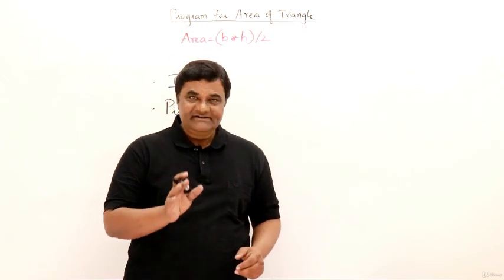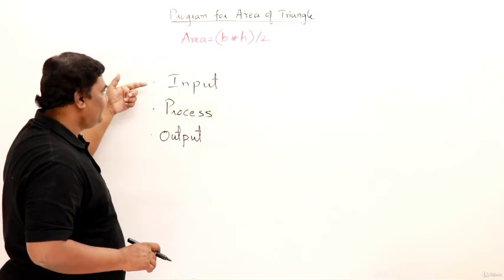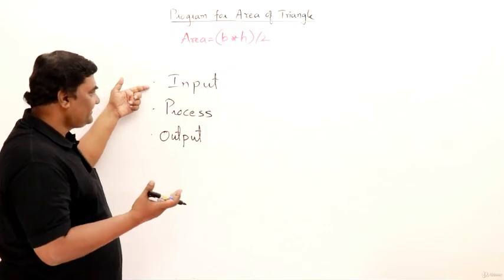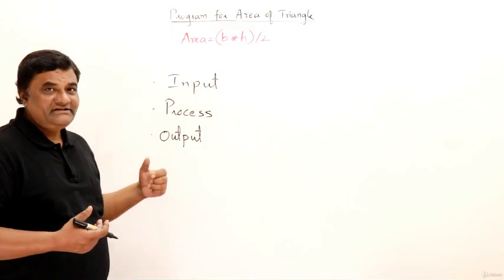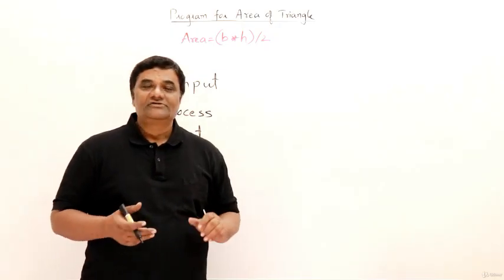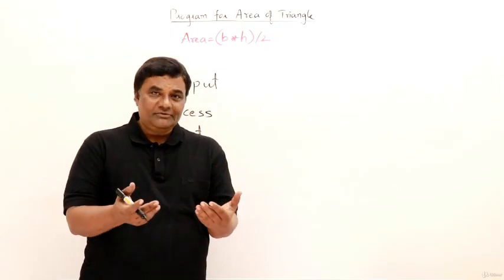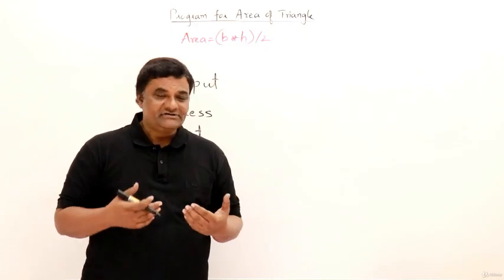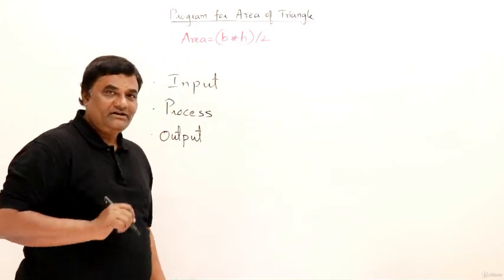A very basic program will have 3 parts or 3 elements. First is input. It will take some input, then process, then output. So these are the 3 steps that we will follow. A basic program should have these 3 things. Whatever input it has to take, it will take the values, then process them and give the output.